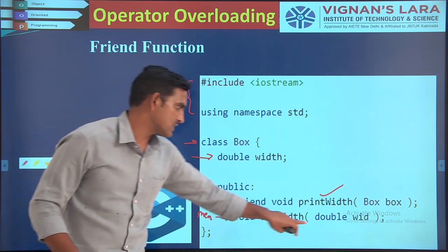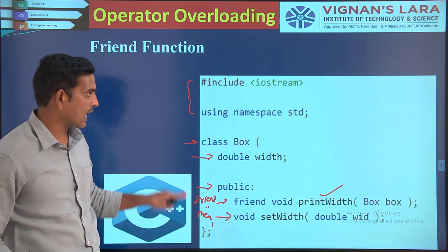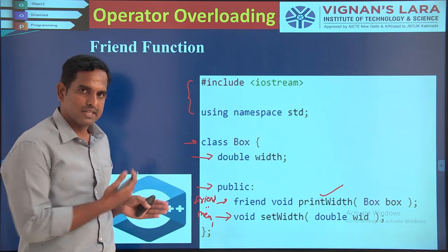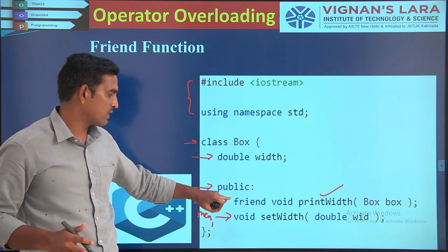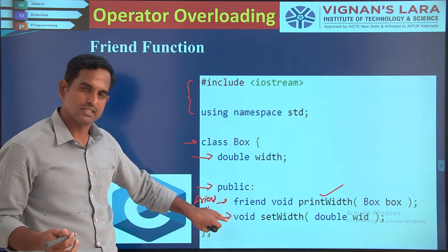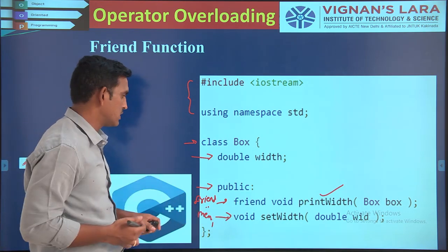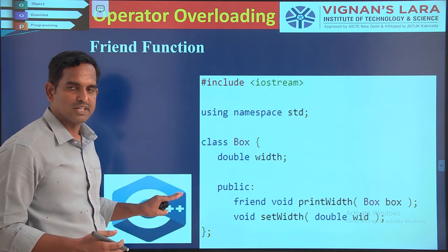So the member function is declared here and the friend function is declared here. This is the class Box. Now, how are you going to define these two functions, that is, how are you going to define a friend function and how are you going to define a member function? This will be how you remember the difference between a member function and a friend function.